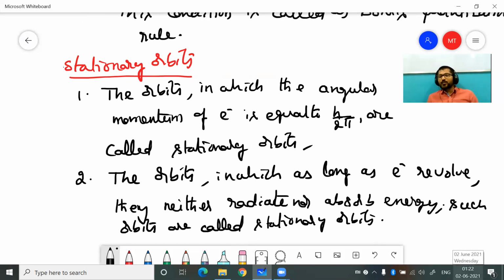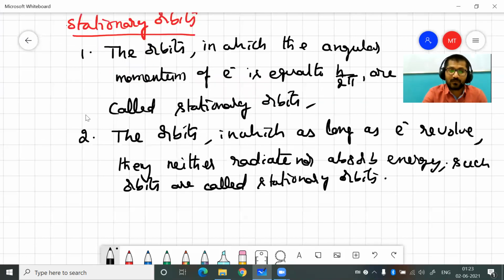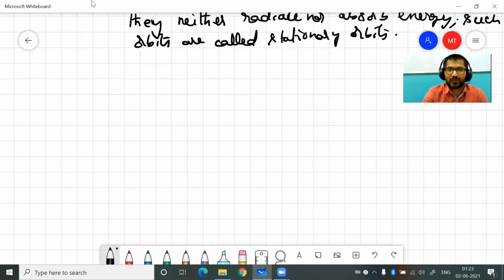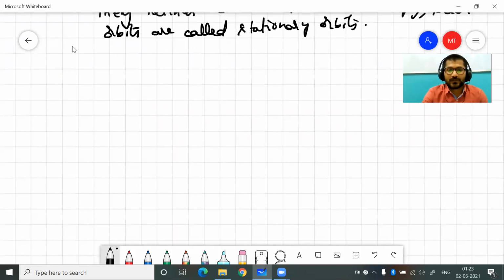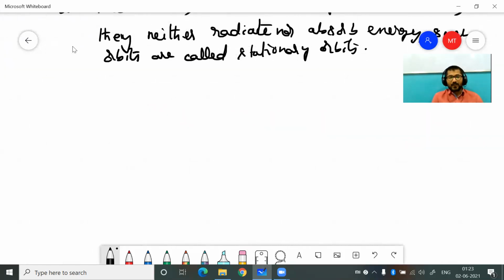By making use of this point, Bohr has proposed the next postulate called the third postulate. Let us see what that third postulate is. These are different ways of defining stationary orbits. Don't confuse points 1, 2 and the next point 3, which you are going to give. It is nothing but the third postulate, not the third definition of stationary orbits. So what is the third postulate of Bohr's model of the hydrogen atom?